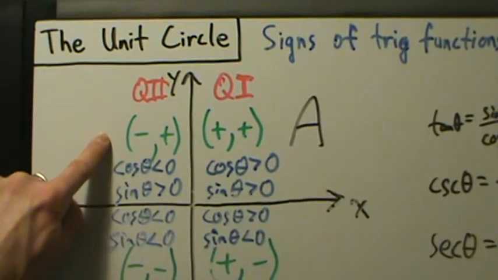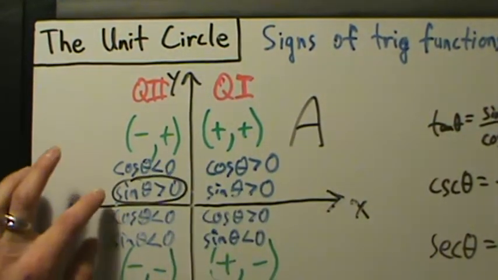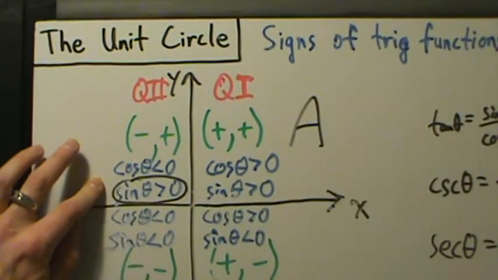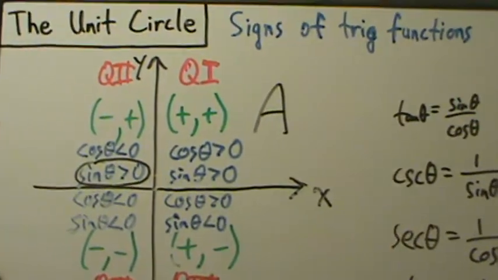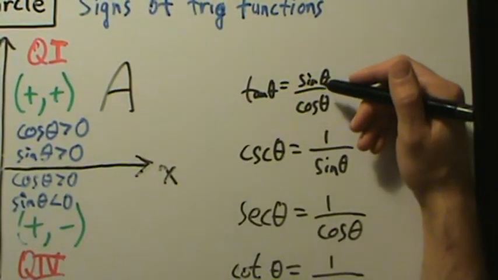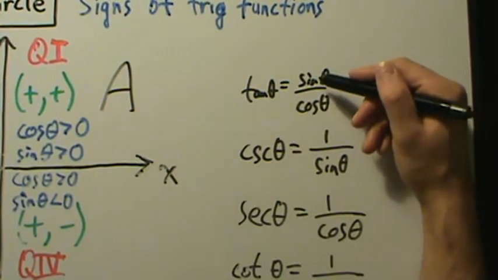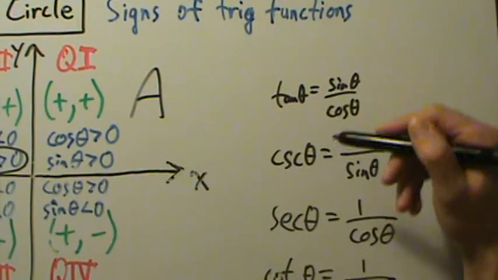And then here, what about in the second quadrant? Well, the sine of theta is positive. That's really all we want to remember, that the sine of theta is positive. So if the sine of theta is positive, what else is positive? Well, we know cosine is negative here. So what about the tangent? Well, tangent is positive divided by negative, so the tangent is actually negative.